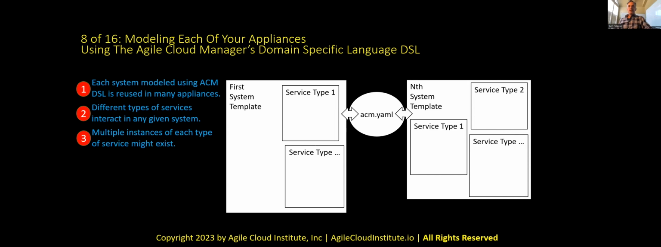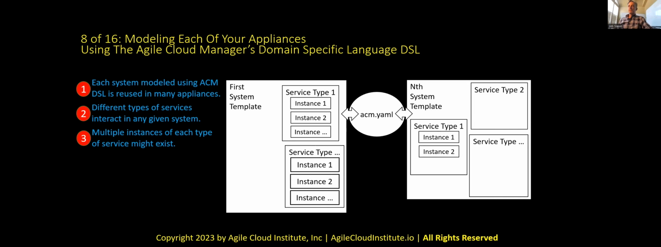The third thing to notice is that each type of service might have multiple instances. So here in this illustration, I'm clicking to show that you've got many different types of services, and each one of these types of services might have many different instances.